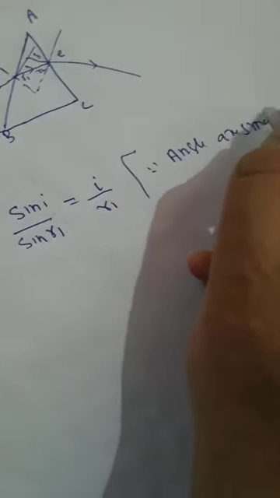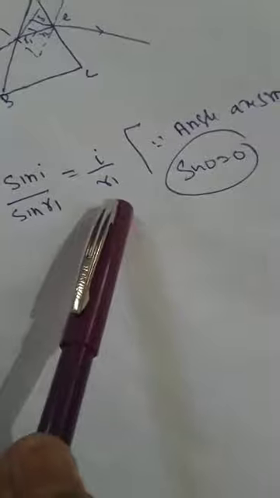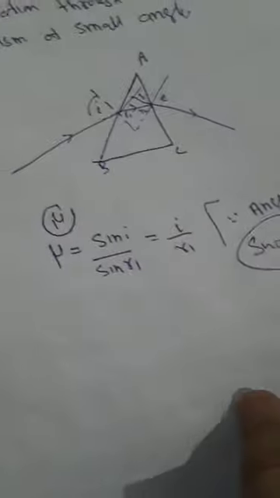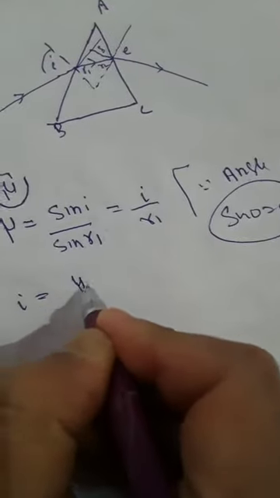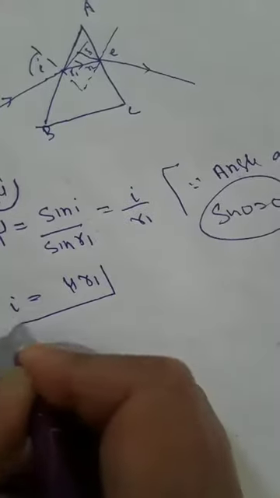When angles are small, the sine of a small angle is equal to the angle itself. That means sin I is equal to I, and sin R1 is equal to R1. Ultimately, we get I is equal to mu R1. Here, I is equal to mu R1.